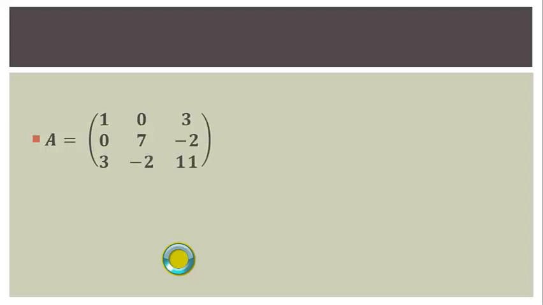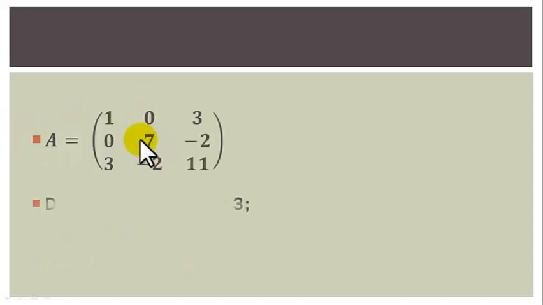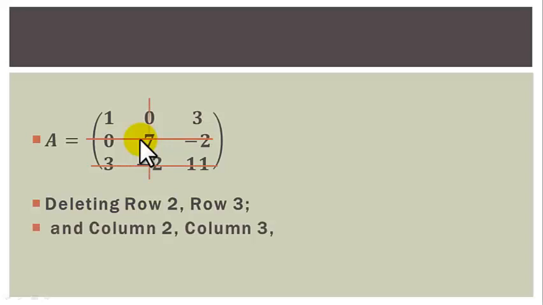Now let us delete row 1 and row 3. If we delete row 1 and row 3, we also delete column 1 and column 3. Then we have D1 also equal to this 7. Next, we delete row 2 and 3, this row 2 and this row 3. We also delete column 2 and 3, this column 2 and this column 3. And this will also give us D1 equal to this element 1.